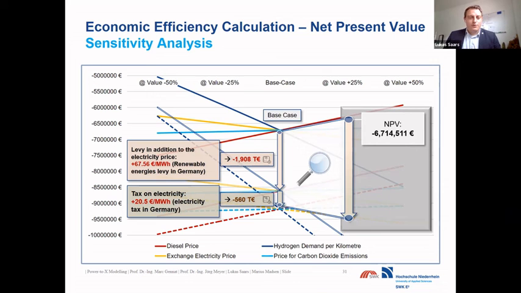So before we add the levy and the tax, the net present value was minus 6.7 million euros. Then with the levy and the tax, we have reduced the net present value by 2.47 million euros, and we get a net present value of minus 9.8 million euros.